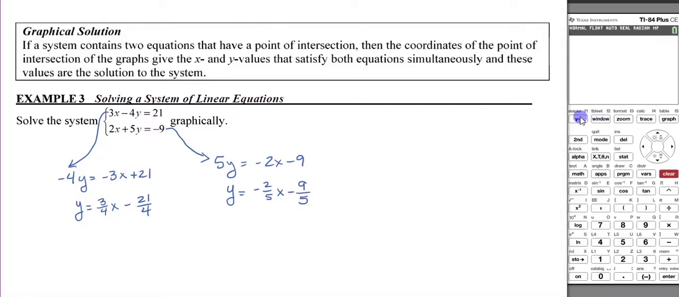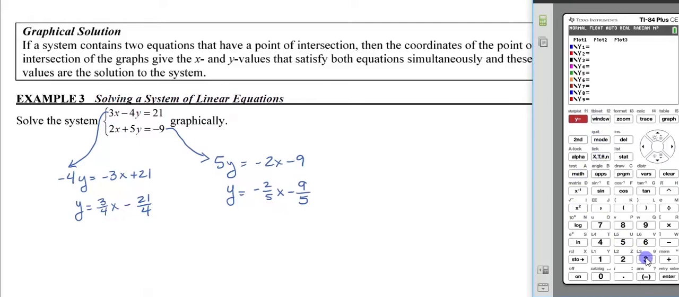Let's go ahead and use the graphing calculator now. I'm going to do 3/4 x minus 21/4. There you go. And negative 2/5 x minus 9/5. And let's do a standard window, standard zoom. And you can see those equations both being graphed on the same window.